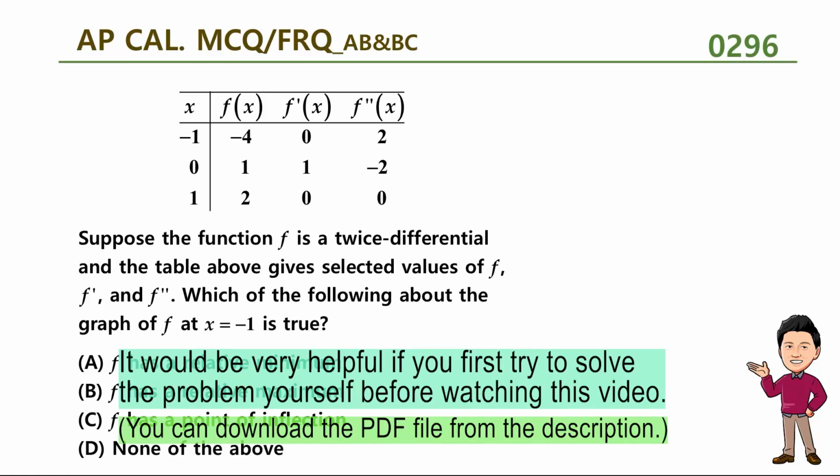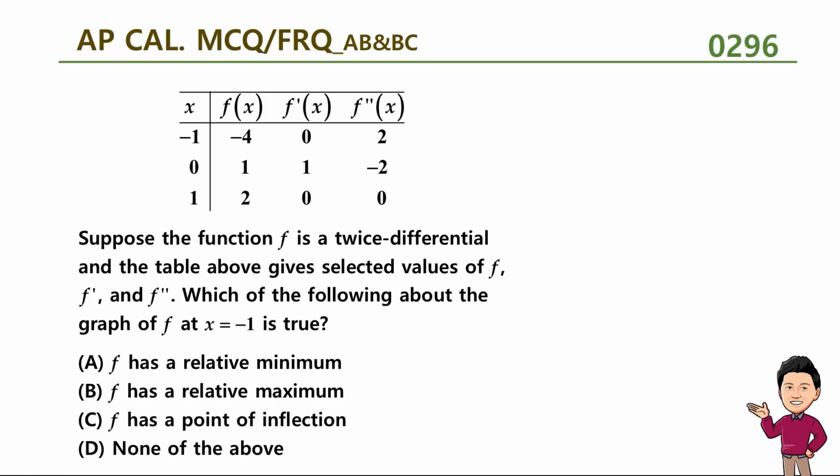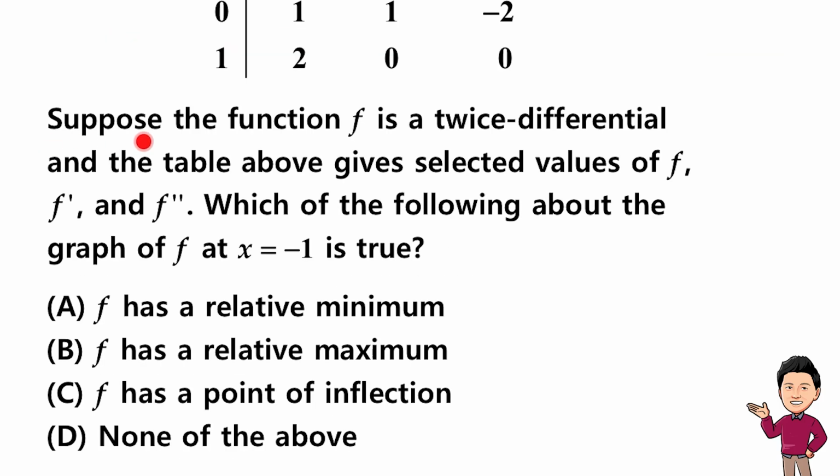It would be very helpful if you first try to solve the problem yourself before watching this video. Question 296. Suppose the function f is twice differentiable and the table above gives selected values of f, f prime, and f double prime. Which of the following about the graph of f at x equal -1 is true?